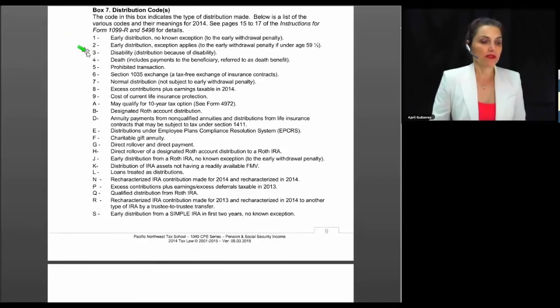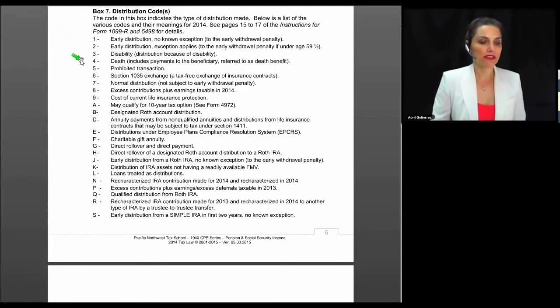Code 3 is for disability. In other words, the person became totally and permanently disabled, and now they are able to receive distributions due to that disability, and they're not going to be subject to a penalty because of that. Code 4, death. This includes payments to the beneficiary, referred to as a death benefit. So essentially someone you knew died and they had a retirement account, and now you've inherited that retirement account and you are taking distributions from it.